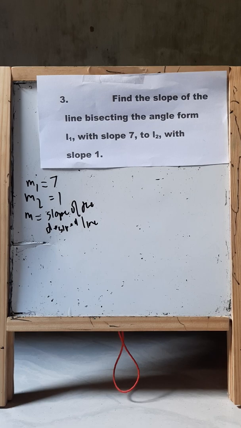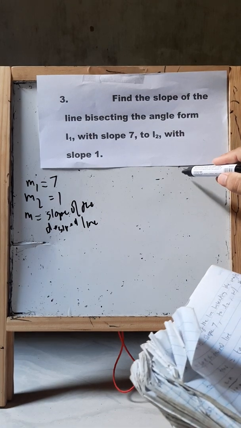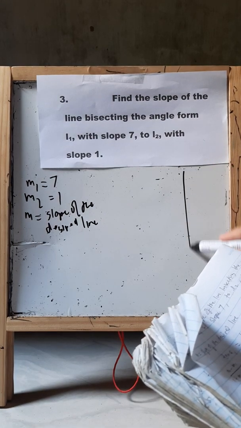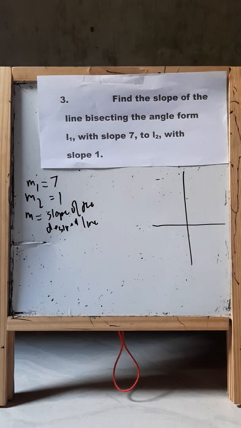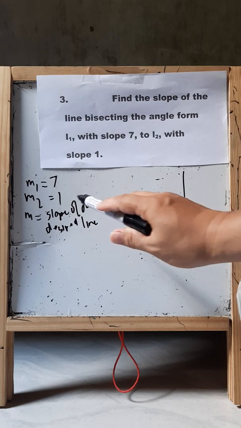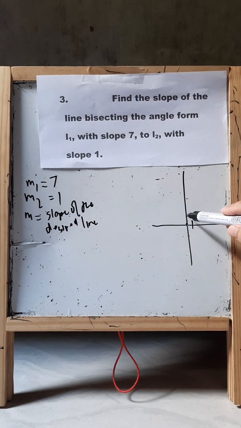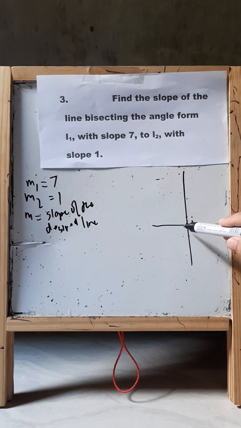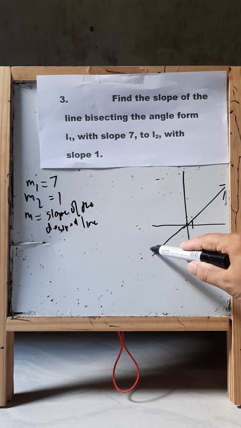First, let us try to sketch the two lines here. Okay, let's have here the Cartesian plane. So if the line has a slope of 1, let's say, for example, this is the point. If the slope of line 2 is 1, that means we have 1 rise over run. So this is line 1.